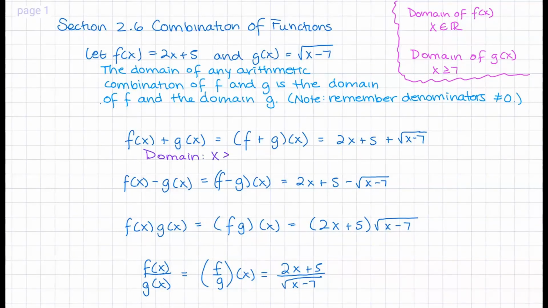So the domain for this first one is x is greater than or equal to 7. Same thing here. Domain is x is greater than or equal to 7. Next one, domain x is greater than or equal to 7. Now, we do have a little special thing here.